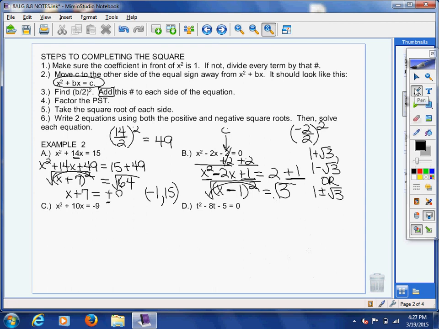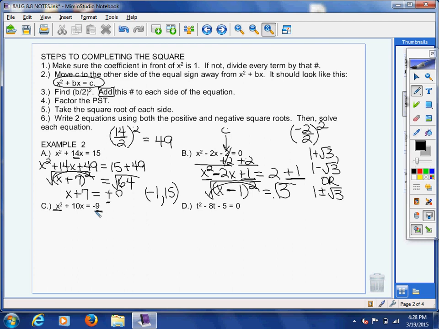Let's go over here to letter C. I'll follow the same steps. Just watch me, do it with me until you start to get the hang of it, okay? First thing, you got to make sure the coefficient in front of your x squared is 1. It is. Move to the second step. Move C to the other side. C is on the other side. Got it. Find b divided by 2 squared.